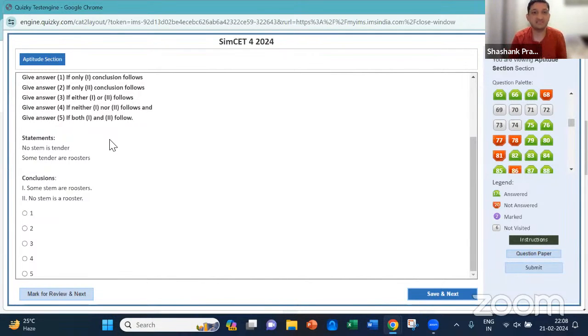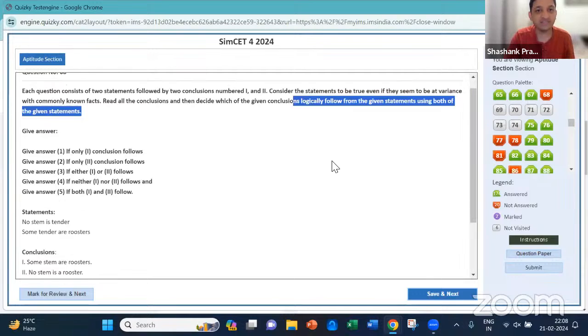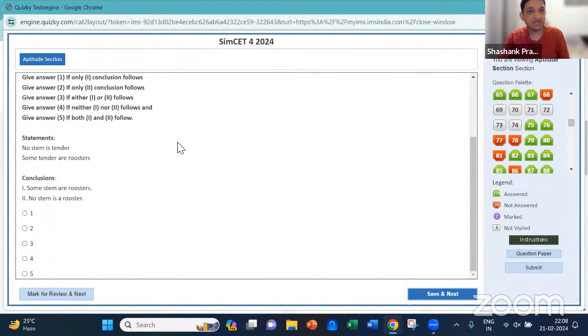Oh, this. Okay. Again, I was dreading this. At least 2 statements, right? Logically follow using both the given statements. Yeah. So one should not be. So no stem is tender. Some tender are roosters. Some stem are roosters. No stem is. So some and none is either or. So option 3.